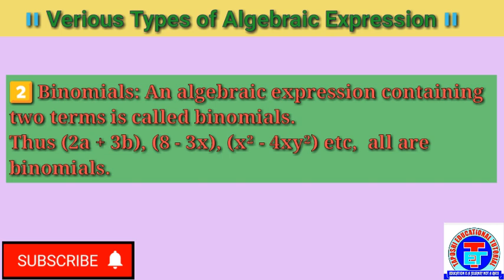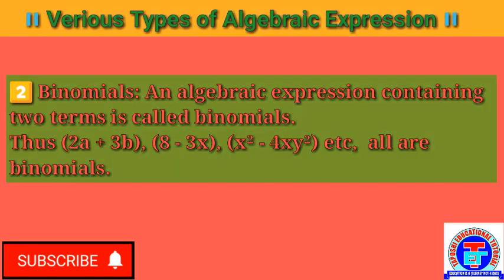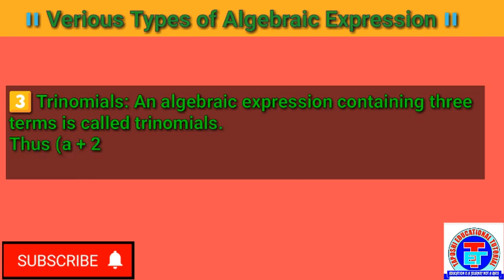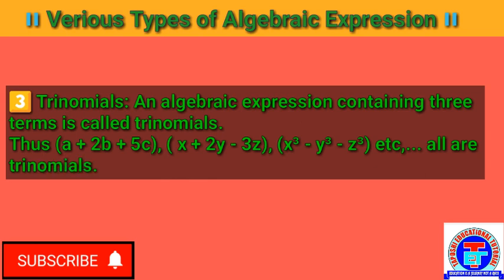are all binomials. Number 3, the trinomials. Tri means three and nomials means, as you know, the terms, right? So an algebraic expression containing three terms is called a trinomial. Thus a plus 2b plus 5c has three terms here, and x plus 2y minus 3z and xq minus yq minus zq and x plus y plus z and a plus b plus c, etc.